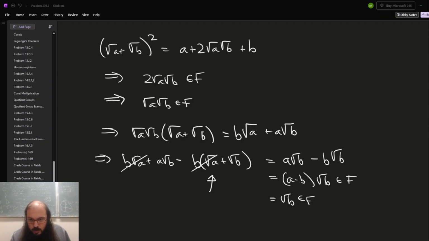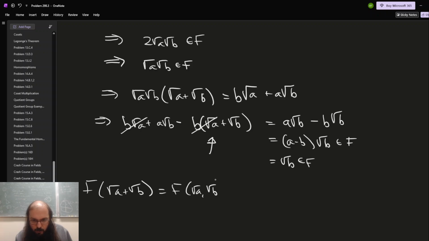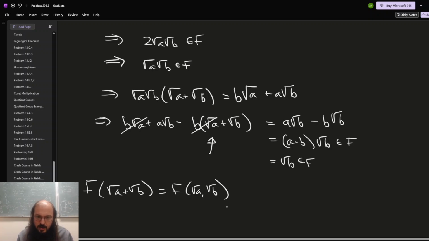Actually, wait, not quite. There was one last bit, which was to conclude that F adjoin square root of a plus square root of b equals F adjoin square root of a, square root of b. We haven't seen too much of this yet, but it's oftentimes the case where when you have some kind of more complicated field extension, you want to work out a basis.